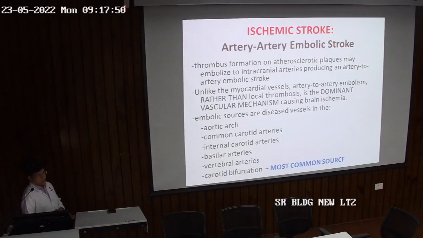So as you were already told, embolization can be a cardioembolic stroke when it originates from the heart, or it can be an artery to artery embolic stroke. So whenever there is carotid atherosclerosis, a thrombus is formed in the carotid artery, and part of this thrombus goes into the brain and produces the artery to artery embolic stroke.